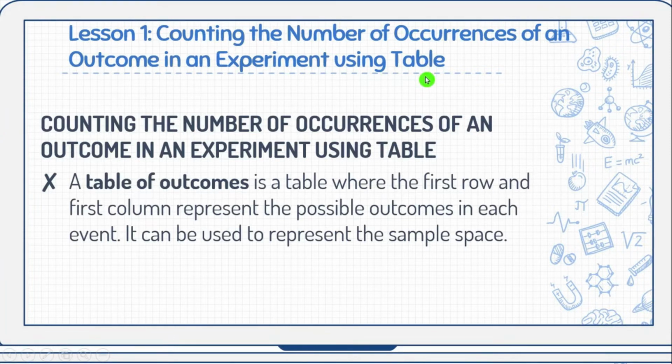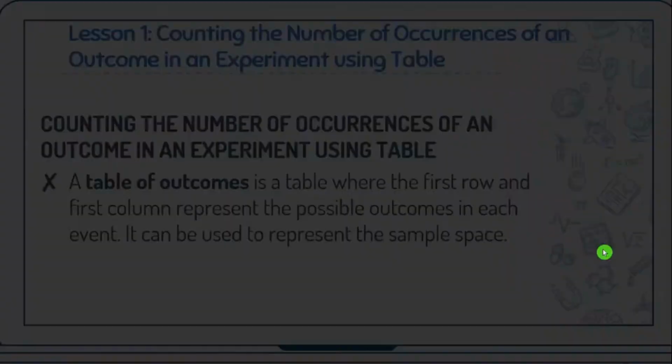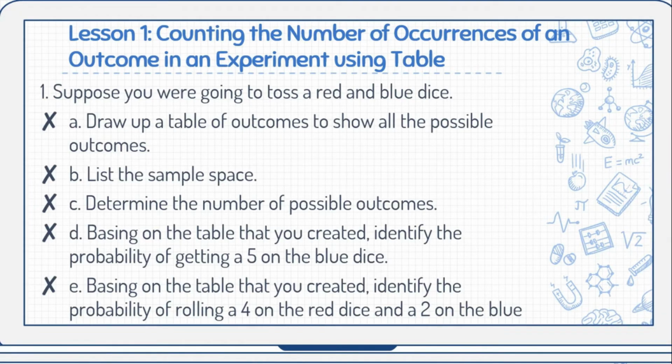And for our lesson number 1, we have here counting the number of occurrences of an outcome in experiment using table. Okay, so table po. So, counting the number of occurrences of an outcome in experiment using table, yung tinatawag natin na table outcomes is a table where the first row and the first column represents the possible outcomes in each event. Okay? And it can be used to represent the sample space. So, para mas maintindihan pa natin, we have here an example.